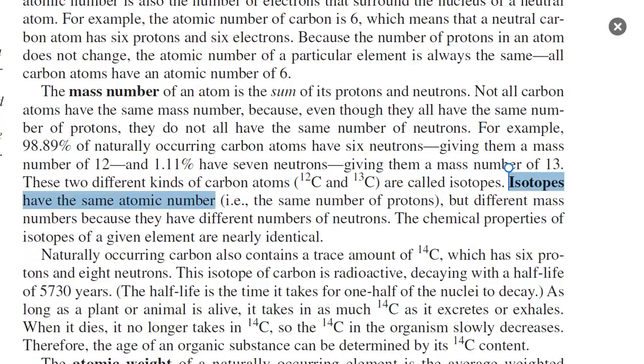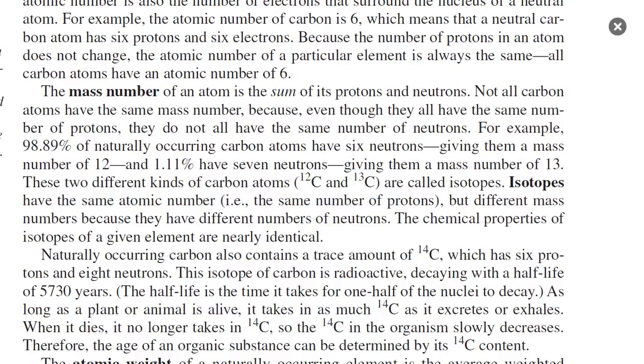They have the same atomic number. We do know the atomic number is the number of protons, right? They are the same, but there is something different. What is that? Different mass number. Why? Because they have different numbers of neutrons. So the mass number, when we add neutrons and we add protons, the number changes. Although the number of neutrons, 7, is quite less, it's just 1.1%, these friendly guys do exist. This number 13, their percentage is quite less, but they do exist. So what are they? They are isotopes.